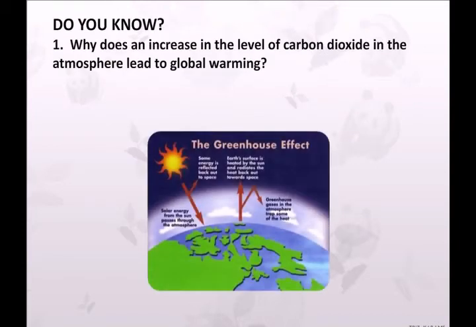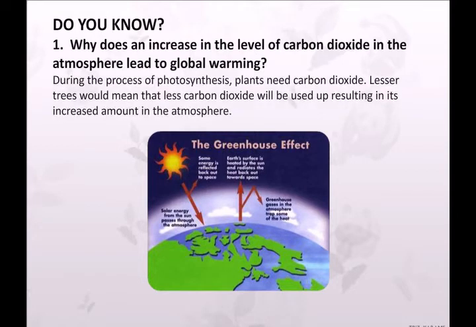Do you know why an increase in the level of carbon dioxide in the atmosphere leads to global warming? During the process of photosynthesis, plants need carbon dioxide. Fewer trees would mean that less carbon dioxide will be used up, resulting in its increased amount in the atmosphere.